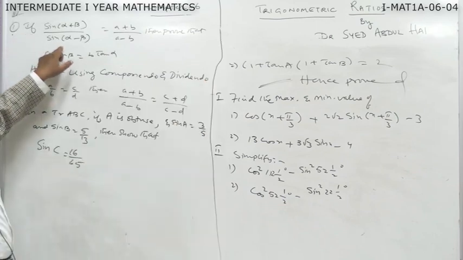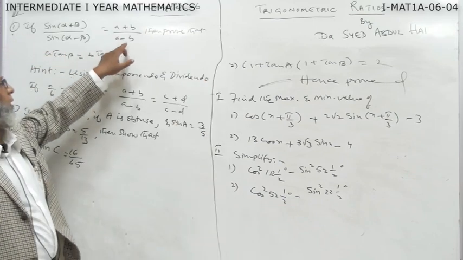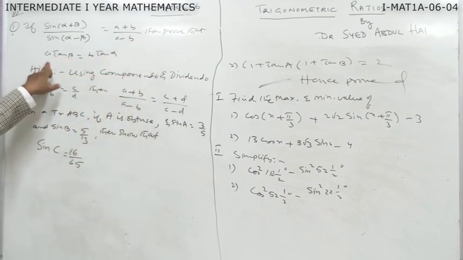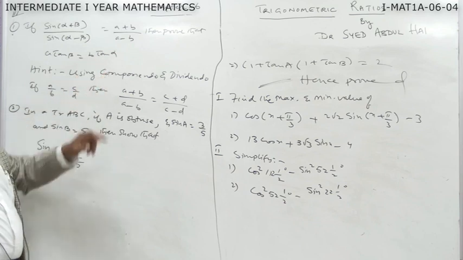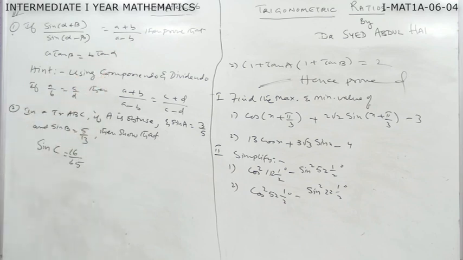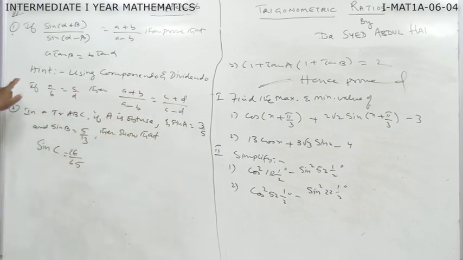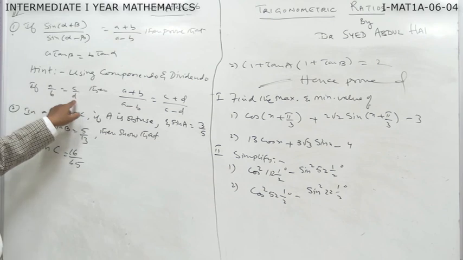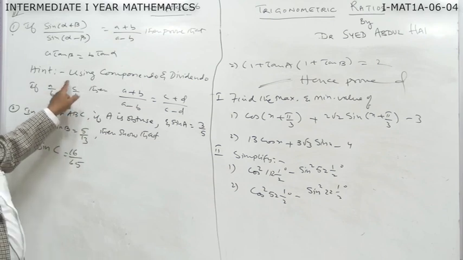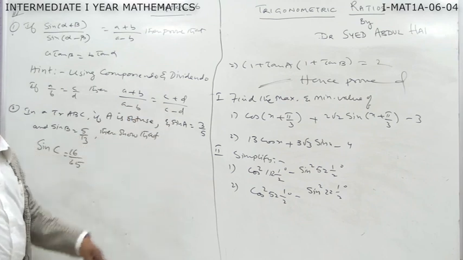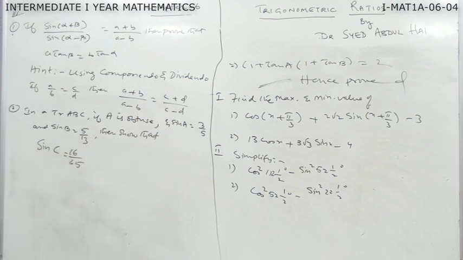If sin alpha plus beta by sin alpha minus beta is equal to a plus b by a minus b, then prove that a tan beta is equal to b tan alpha. So here I am giving a hint. You have to use the technique of componendo and dividendo. What is componendo and dividendo? If a by b is equal to c by d is a ratio, then you have to use a plus b by a minus b is equal to c plus d by c minus d. If you use this formula, then you can get the answer.